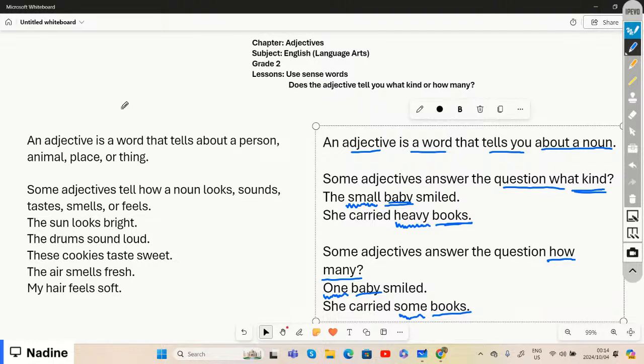And then we also use sense words, right? If you look at the word sense, then think of your senses, right? We can see or look. We hear, we smell, we taste, touch. Those are our senses. And it says an adjective is a word that tells about a person, animal, place, or thing.